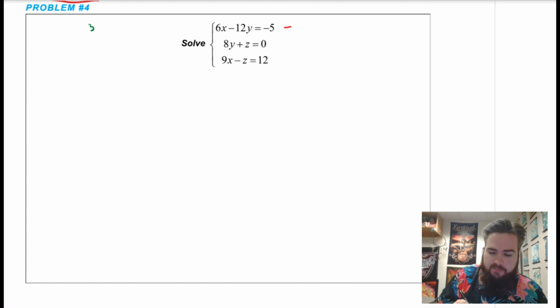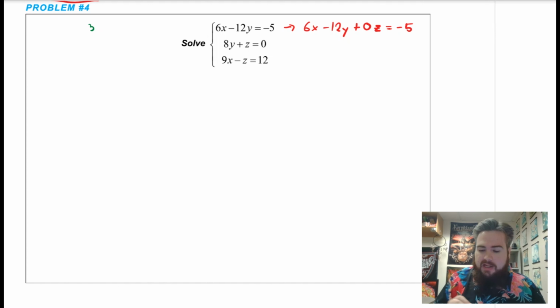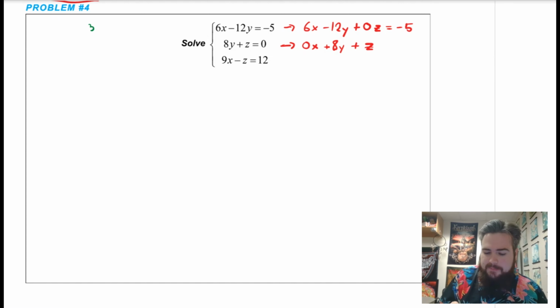For example, for this first equation, 6x minus 12y, there is no z term, so I'm going to write that as plus 0z. You don't need to do this, but it will help to keep things organized. Same thing for the second equation. There is no x term, so I'll write that as 0x plus 8y plus 1z equals 0. And lastly, I have 9x, no y term, so plus 0y. And then minus z equals 12.